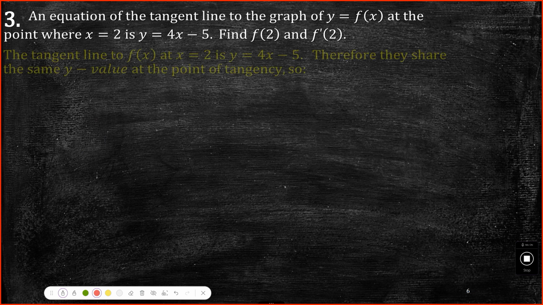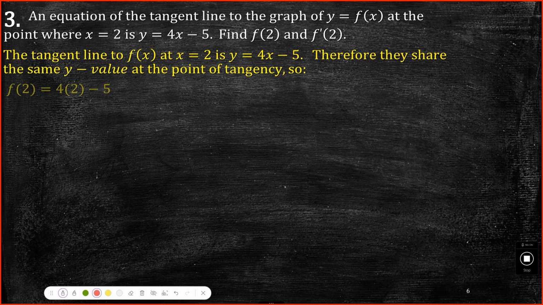And we're done with this. The tangent line to f of x at x equal to 2 is y equals 4x minus 5. Therefore, they share the same y value at that point of tangency. So f of 2 is going to be 3. And then f prime of 2 should be the slope, 4.